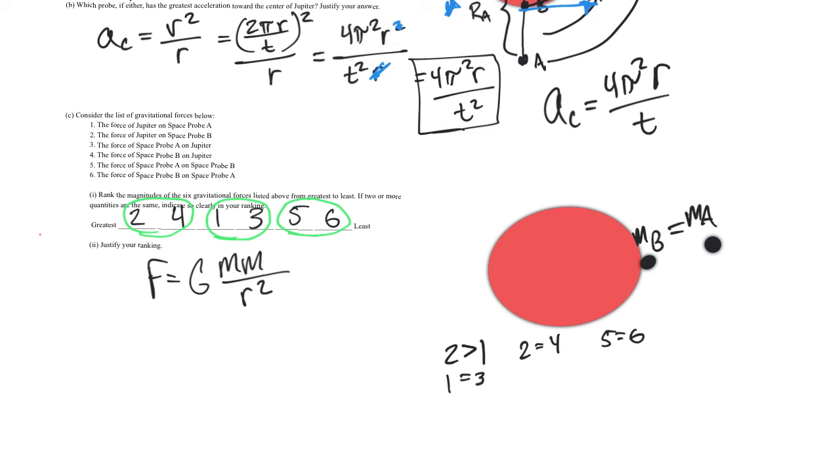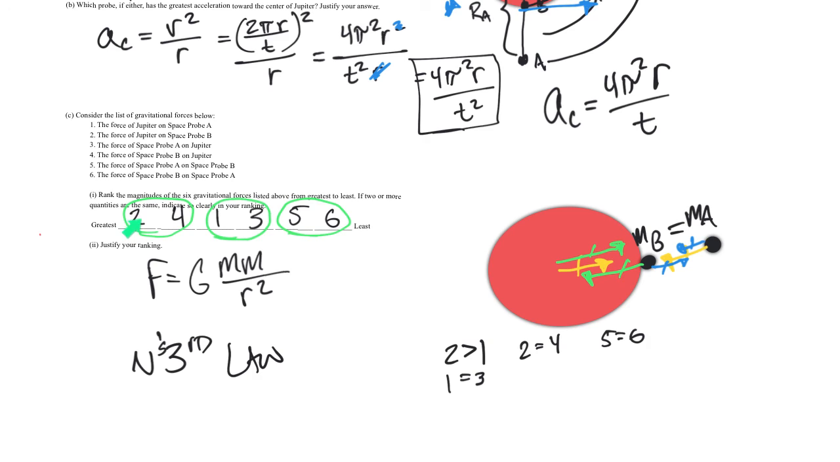And then the other justification is basically Newton's third law, which says for every action there is an equal and opposite reaction. So if Jupiter pulls on probe A, probe A pulls on Jupiter, equal and opposite. If Jupiter pulls on B with a larger force, B pulls on Jupiter, equal and opposite. And if A pulls on B, then B pulls on A, equal and opposite.